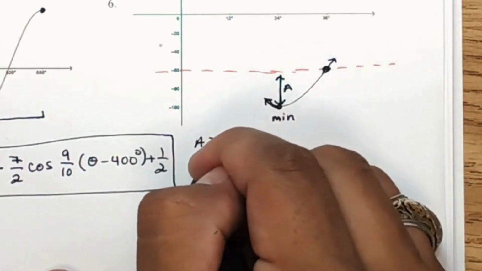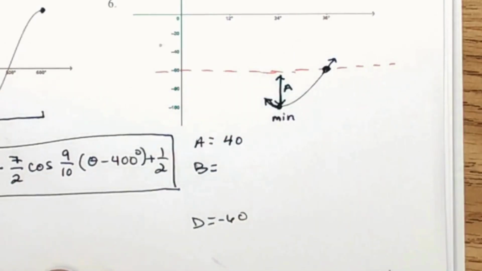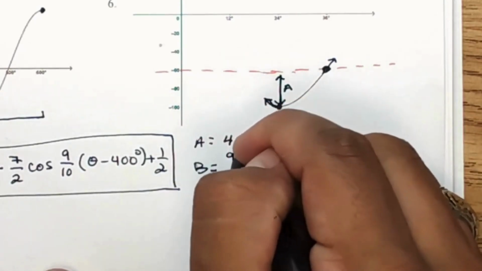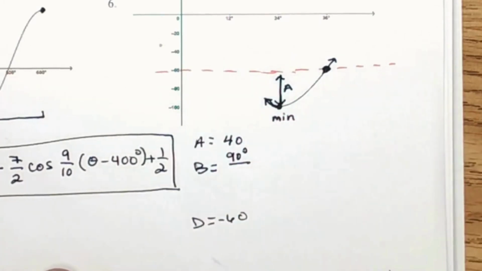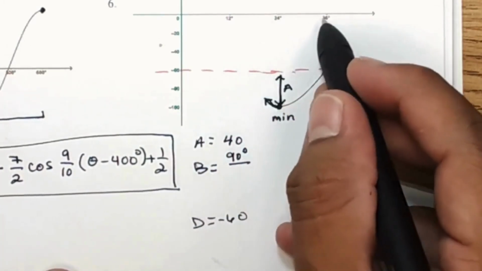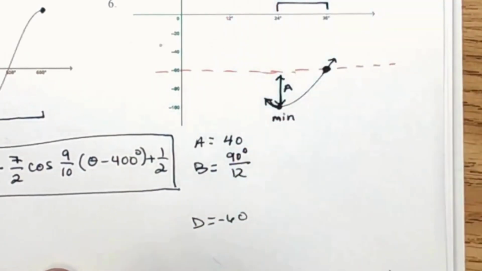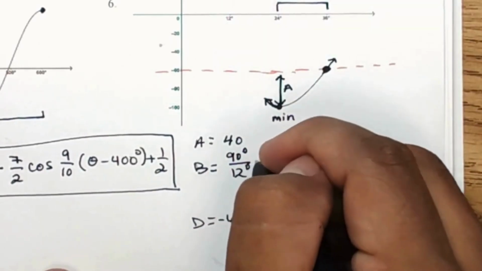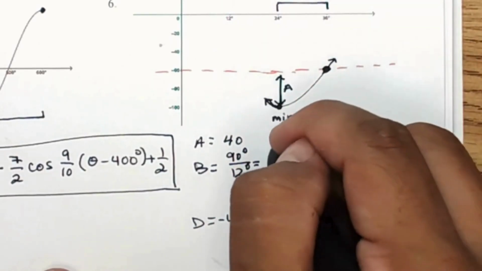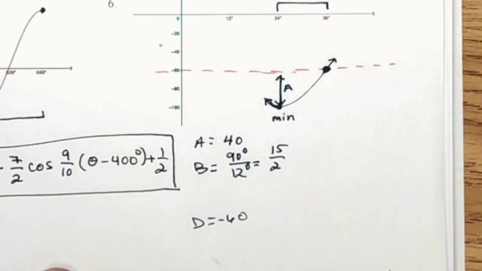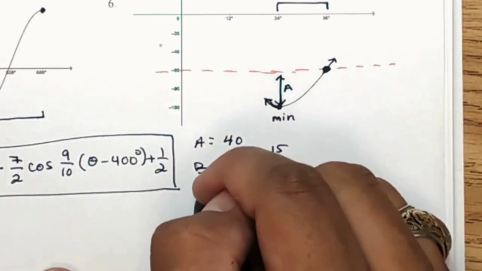So our value of b, well, since we're talking about a quarter cycle, a full cycle is 360, so a quarter cycle is 90. So if I want to divide that quarter cycle by how long it is, from 24 to 36 is 12 degrees. So you end up getting a fraction of 15/2. And again, if you want to put 7.5, that's fine, but make sure that your decimal point is very visible.